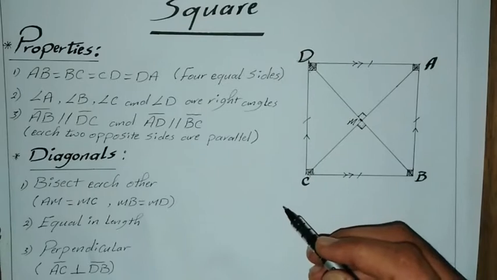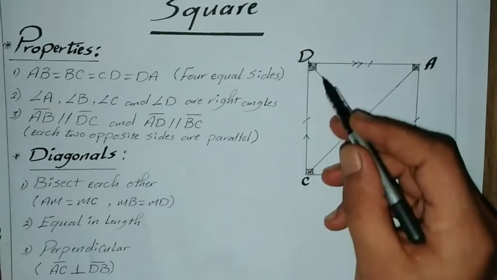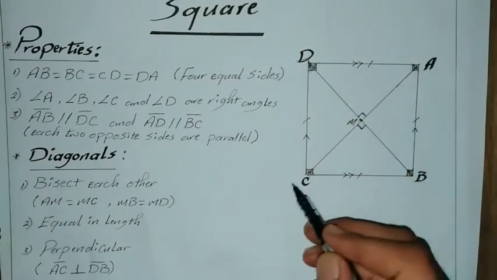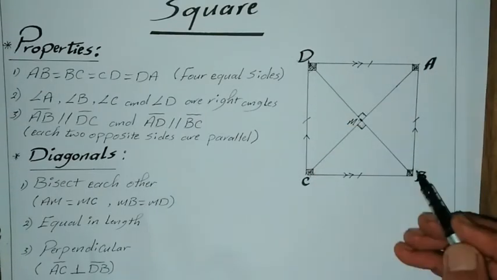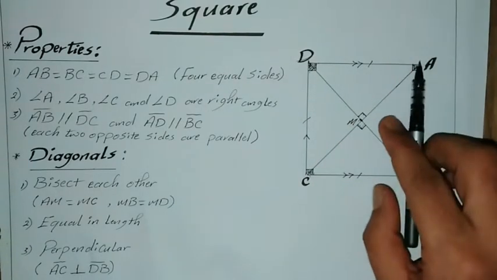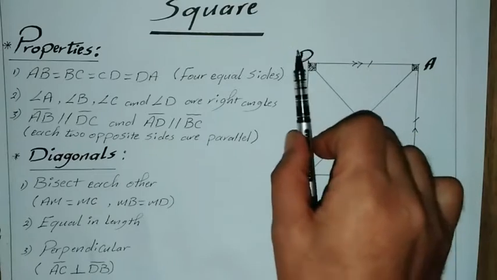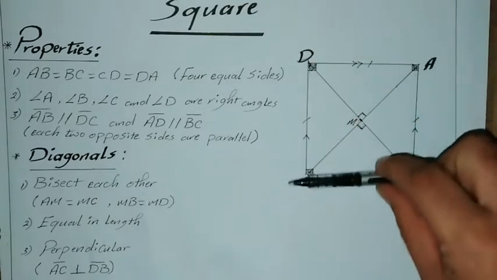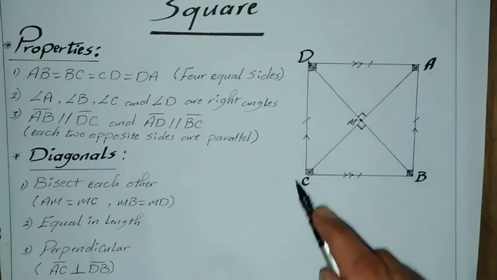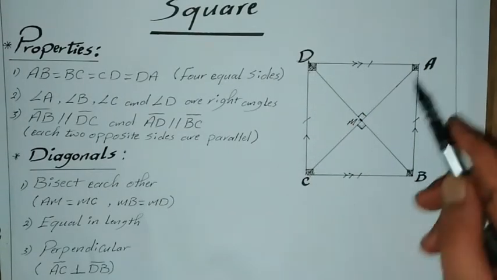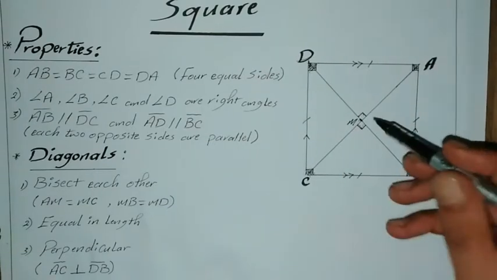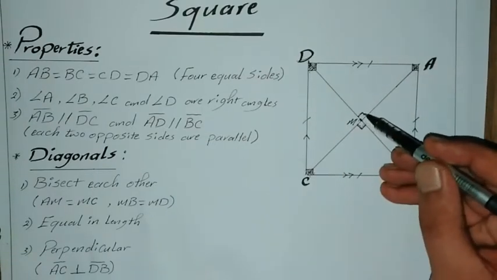Then the properties of a square are 4 equal sides, 4 right angles, each two opposite sides are parallel. The diagonals bisect each other, are equal in length, and are perpendicular.